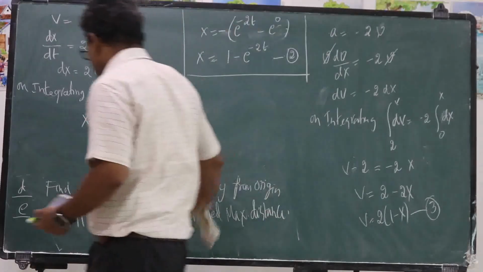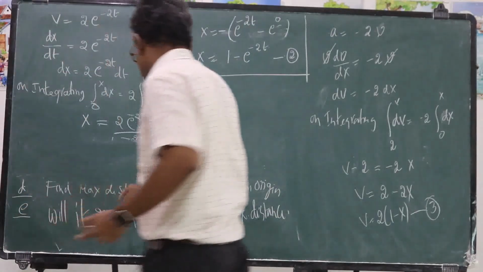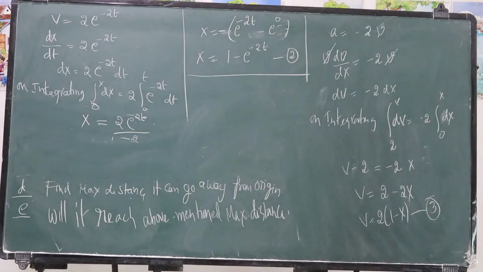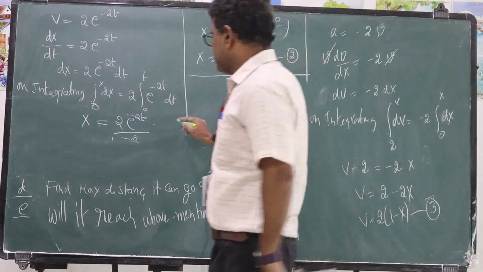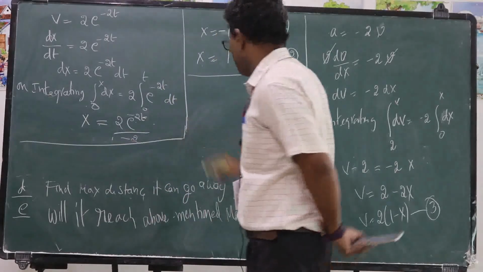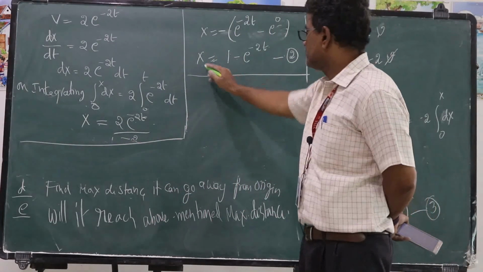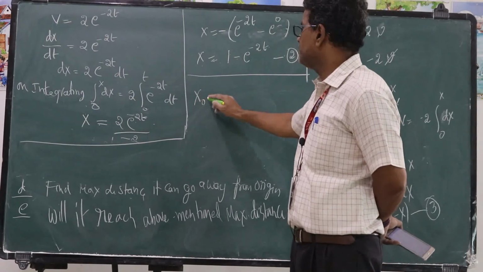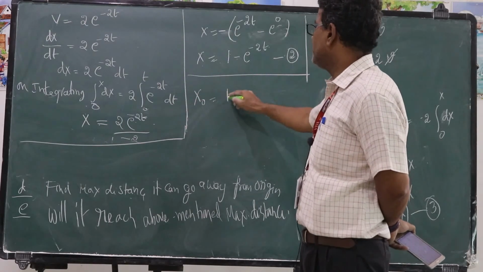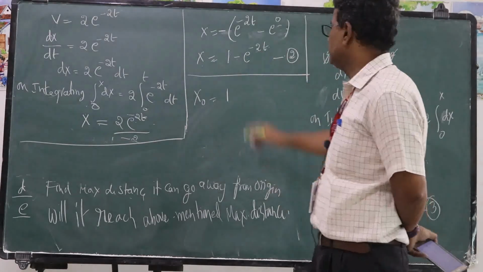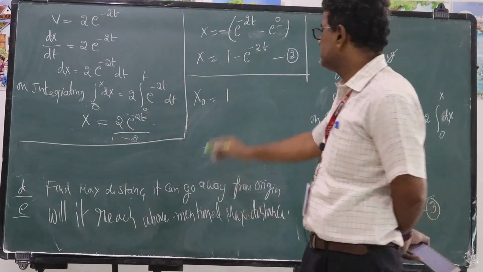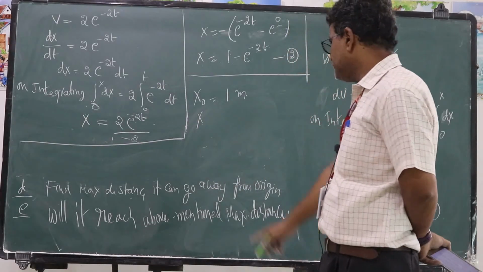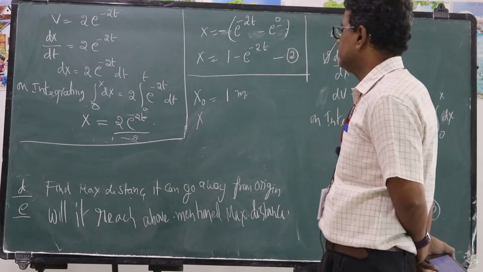What is the fourth one? Find the maximum distance it can go away from origin. So you take t is equal to 0. x of 0, what will you get? 1 minus e to the power 0. e to the power 0 is 1. So 0 meters.